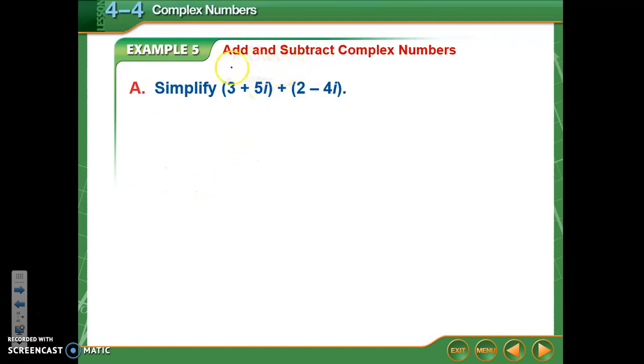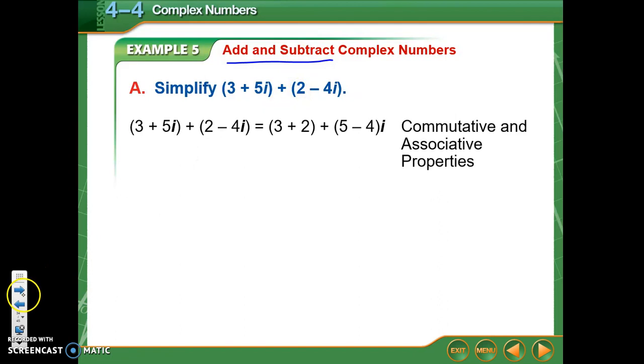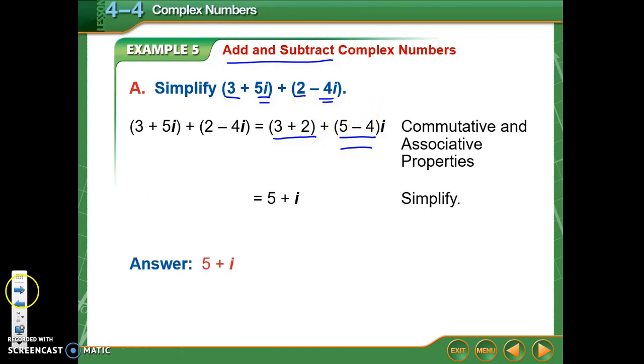All right, when we add and subtract complex numbers, it's pretty easy. We just add the real parts and we add the imaginary parts. So basically here we're saying, okay, I'm going to have 3 plus 2, right? So we have to add those. And then 5i plus negative 4i, which they show us right here. So that ends up giving me 3 plus 2 is 5. 5 minus 4 is 1, so I have 5 plus 1i.